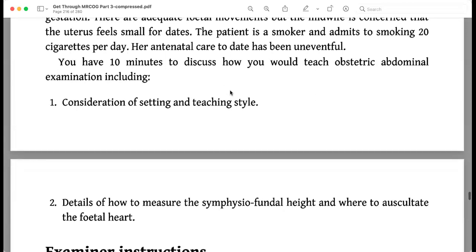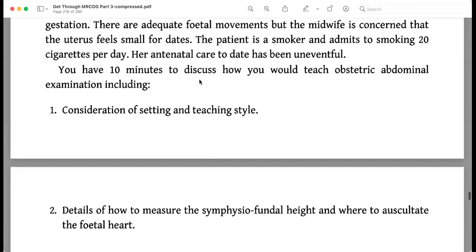And very good from you, I can see that you know what the 2 points are that should be covered here. The task was that you have 10 minutes to discuss how you would teach obstetric abdominal examination, including consideration of setting and teaching style.